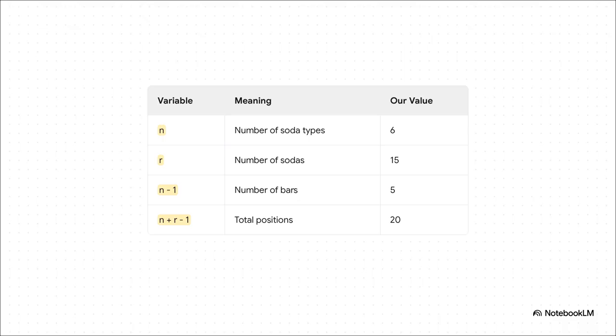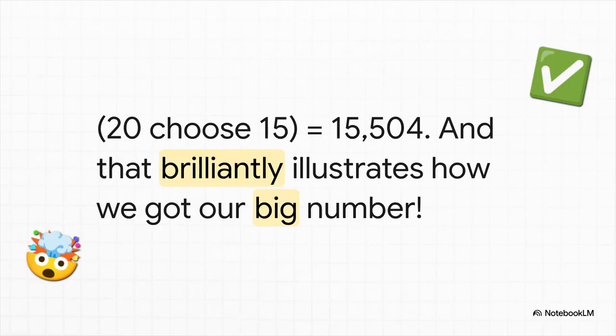And n plus r minus 1 is 20, which was the total number of spots for our stars and bars. You see? The formula is just a formal way of describing what we drew out. So, the problem really boils down to this. Out of 20 total positions, how many ways can we choose 15 of them to be stars? Well, that's 20 choose 15.